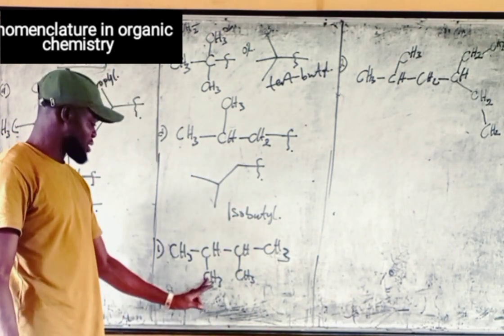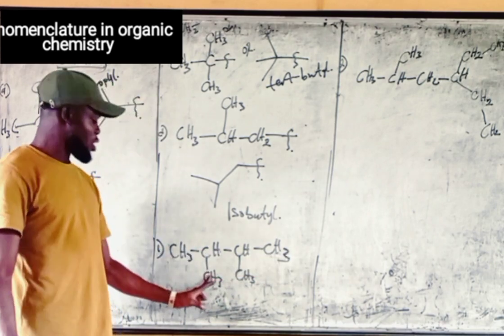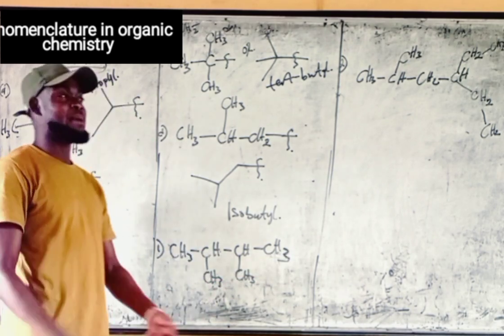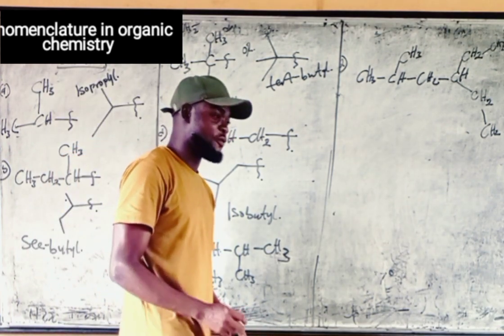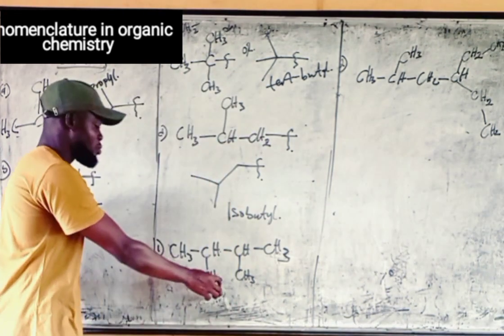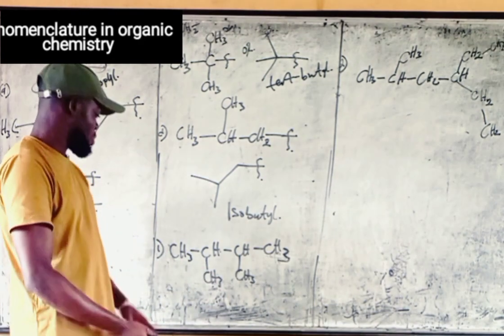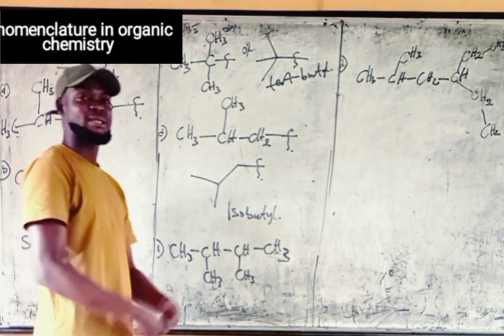Now this first substituent here is called CH3. Remember, CH4 means methane. If an alkane loses one hydrogen, it will form an alkyl. So this one is called methyl. This one is CH3, we also call it methyl.